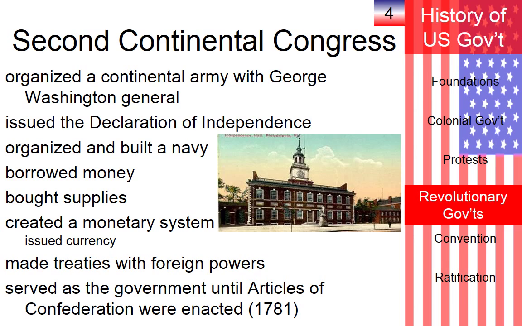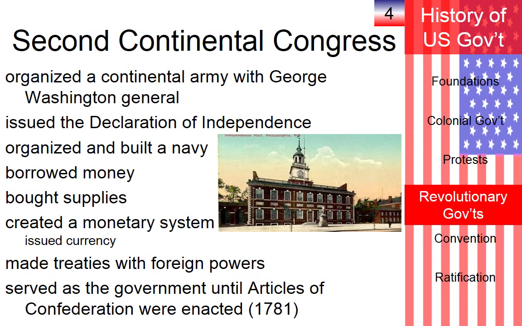Who's going to loan money to a government that most people thought the British were going to smash like a bug? But they were able to borrow money, and they did it because they convinced everyone that they were legitimate. So with the money, they bought supplies. They created a monetary system, the Continental. They printed money for people to spend, so they didn't have to use the British pound, and it created legitimacy for their own government.